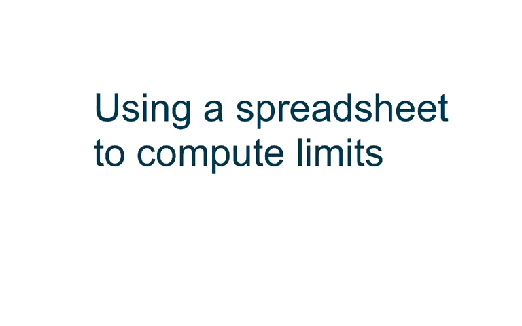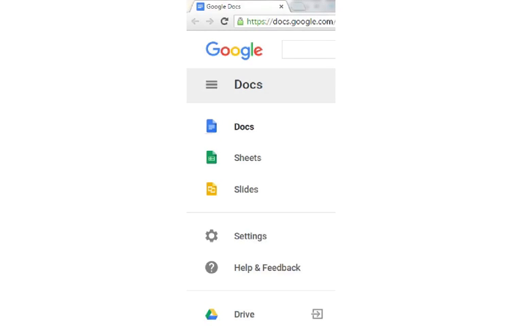In this video, I will show you how to use a spreadsheet to compute limits. First, choose a spreadsheet program. I'll be using Google Docs, but any spreadsheet program will work in essentially the same way and will do the same things. To begin, open a browser and go to docs.google.com as shown in the picture. Then select Sheets.